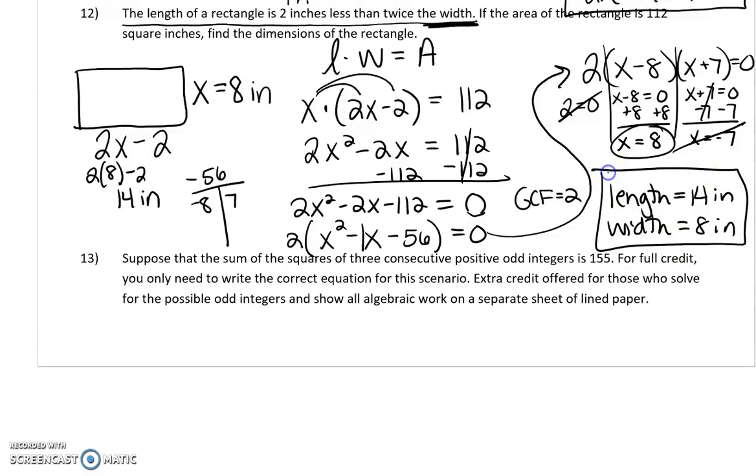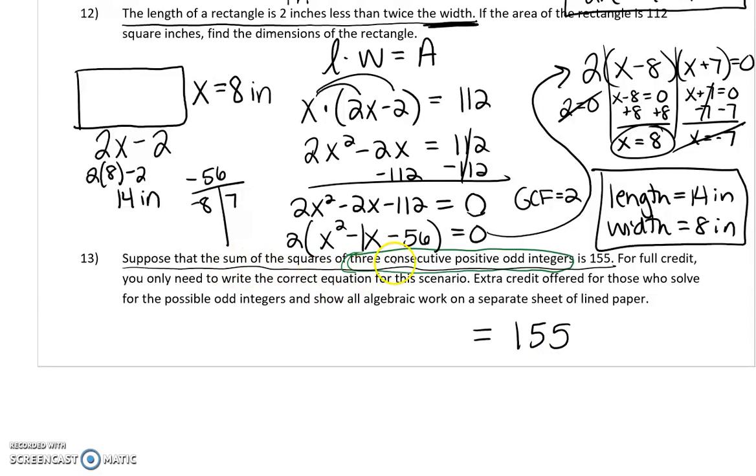Final answer here. In number 13, we read, suppose that the sum of the squares of the three consecutive positive odd integers is 155. And we need to write the correct equation for this scenario. The rest of this just talks about how to receive extra credit. We're not actually going to solve this, we're just going to be setting it up. So suppose that the sum of the squares of three consecutive positive odd integers is 155. Is 155 is going to be equals 155.